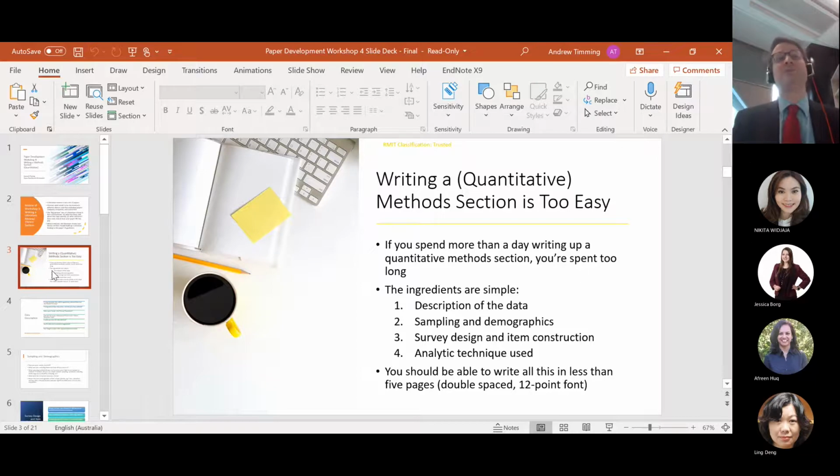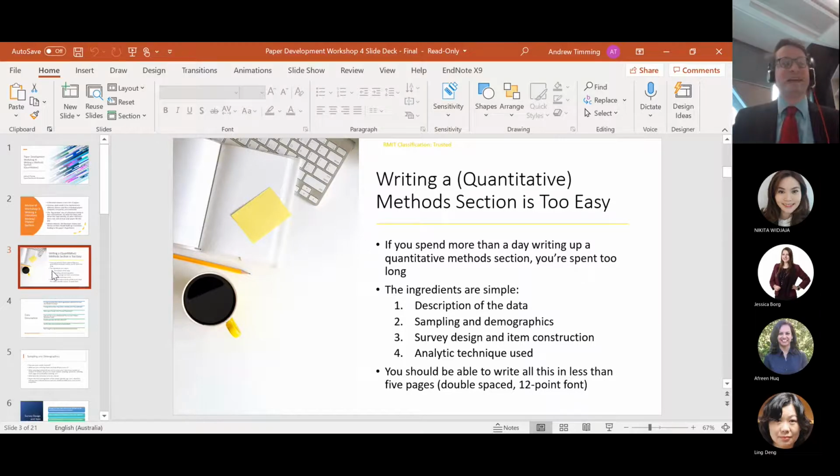Number 2, some information is necessary on the sampling technique, and if you can, reporting some basic demographics of the sample that you're using in the method section. Number 3, you would need to include some exposition of the survey design and the item construction, right? So listing out the items that you used to measure the variables that you've measured in your paper. And then lastly, you would wrap up with a brief overview of the analytic, that is to say, the statistical technique that you use to analyze the data you've just described.